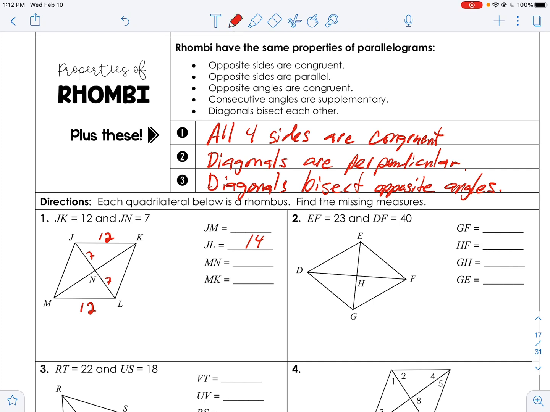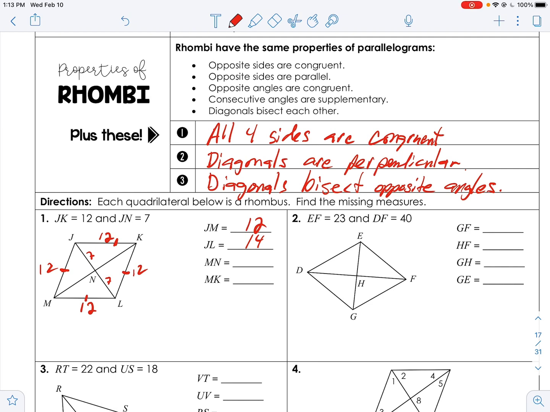MN we don't know yet because we don't know that diagonal piece. But MK, we also don't know that yet. So we're going to have to figure something out. We need to be able to figure out a piece. Oh, actually, you know what? All the sides are congruent. So not only is this side and that side, but this side and that side. So we know that's a 12 and that's a 12. So we can put 12 here. Look at that. Read the rules.